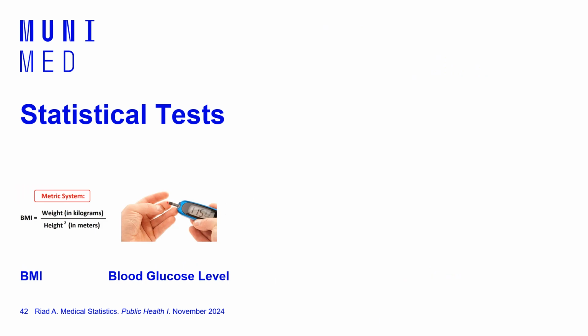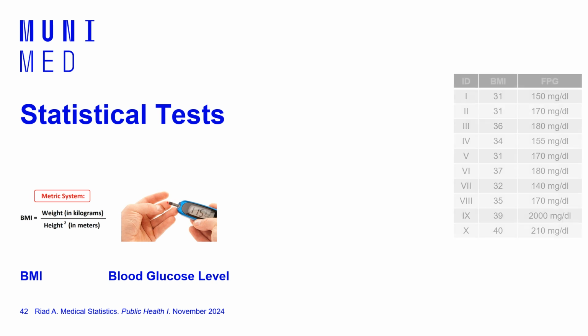Finally, we have an example of 2 quantitative variables. One of them is the BMI, which is the body mass index, and as you remember, this is the ratio between weight and height, in kilograms and meters according to the metric system. The other quantitative variable is the blood glucose. So we assume that a higher BMI should be associated with higher blood glucose or higher risk of diabetes mellitus.